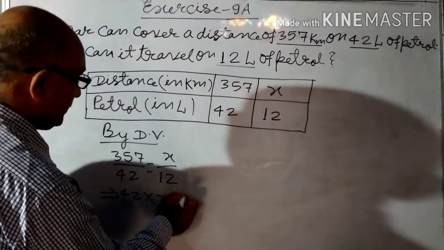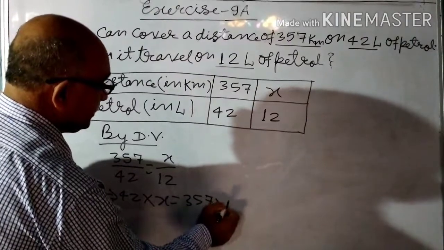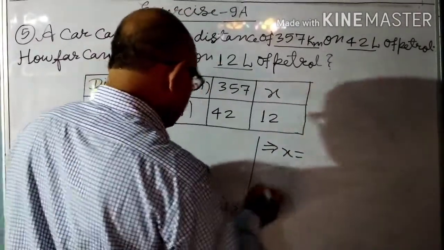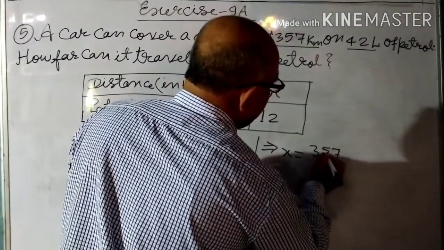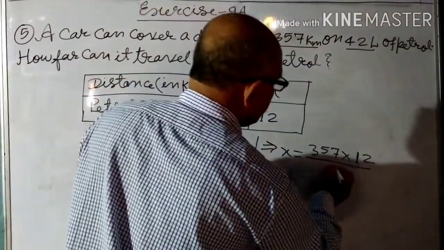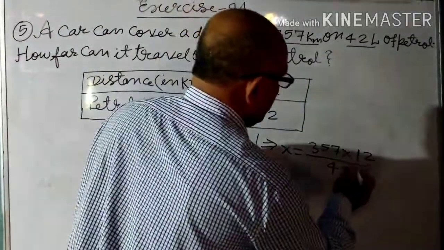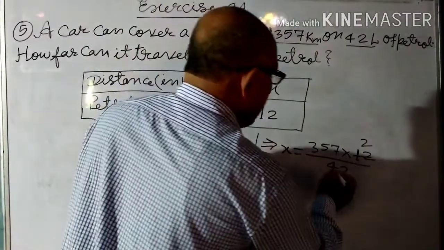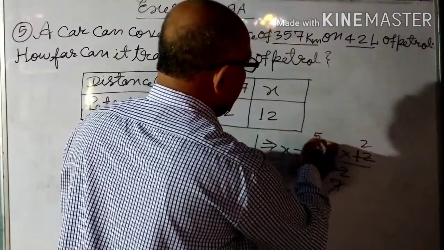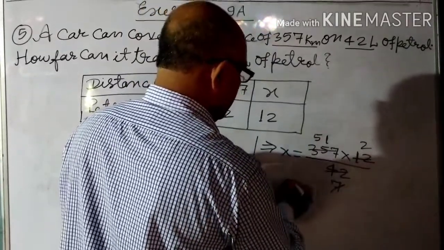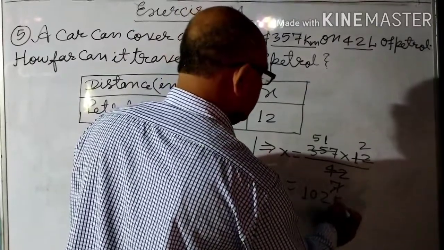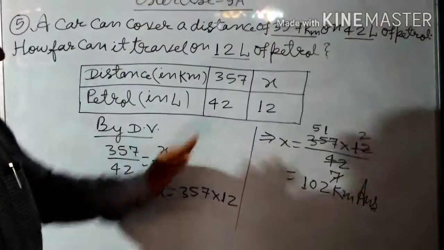42 into x equal to 357 into 12. That implies x equal to 357 into 12 divided by 42. 6 twos are 12 and 6 sevens are 42. 7 fives are 35 and 7 ones are 7. 51 into 2 is 102 kilometers distance. Students, understand and write it.